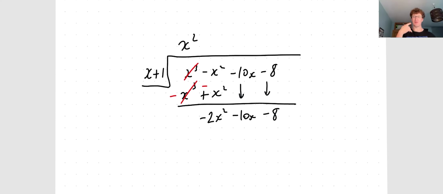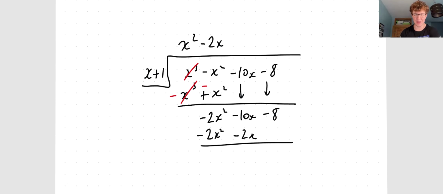What do we do now? Same exact thing. Rinse and repeat. So minus 2x squared divided by x, that's going to be minus 2x. Again, we're going to multiply each of these two now by minus 2x. So minus 2x by x is minus 2x squared. And minus 2x times 1 is minus 2x. Boom. Draw the line, flip the sign.